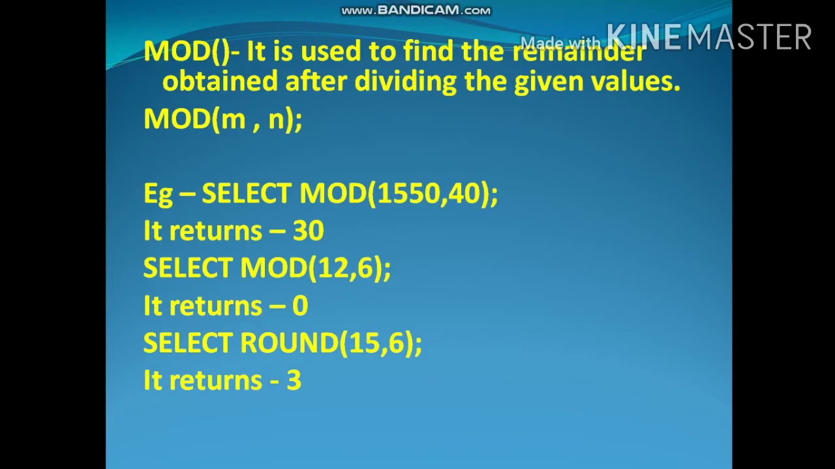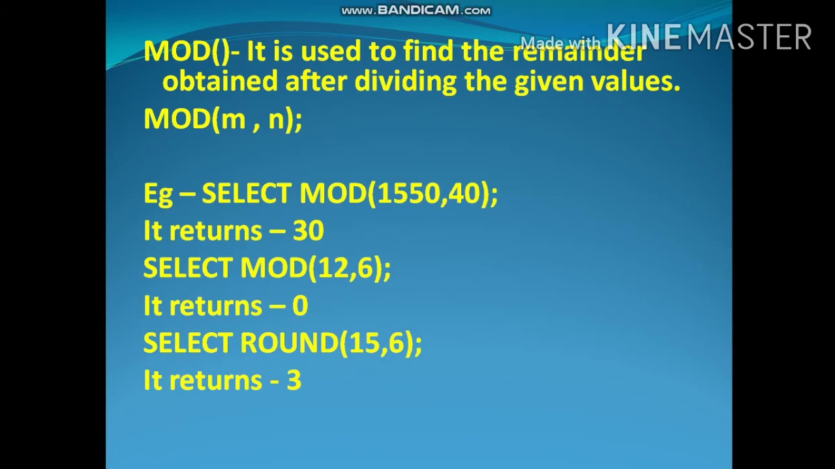Now another function is the mod function. It is used to find the remainder obtained after dividing the given value. The syntax is mod m comma n. M is the original value and n is the value by which you want to divide. Suppose you give select mod 1550 comma 40, it is divided by 40 and it returns the value 30. That means 30 is the remainder. Mod function is used to find the remainder.